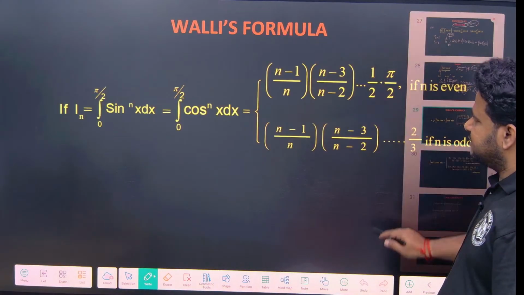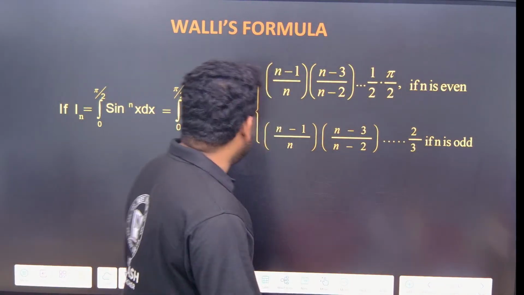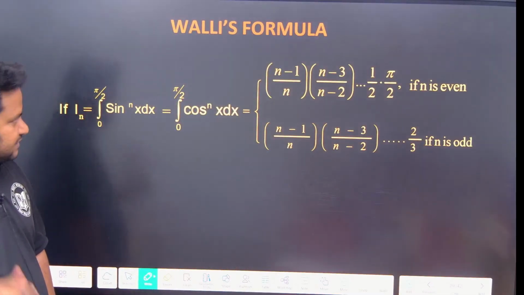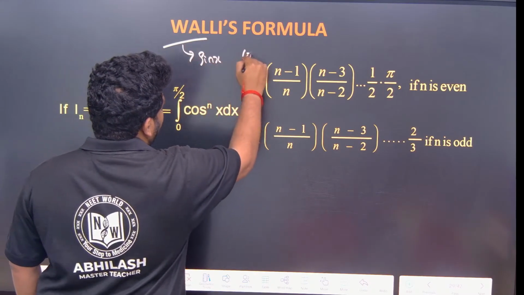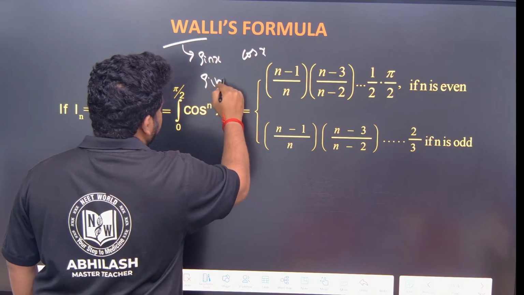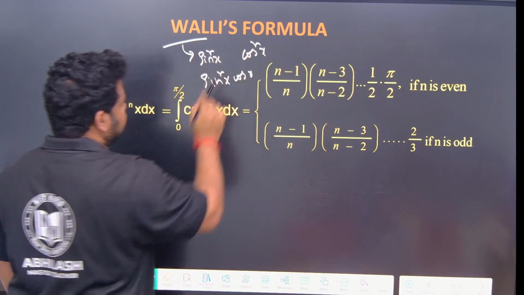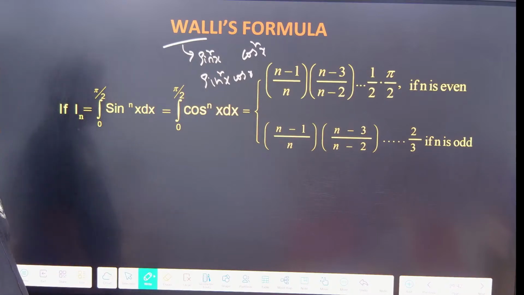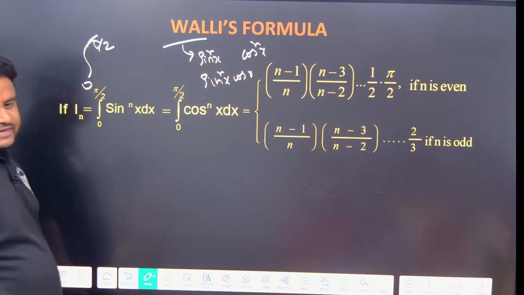So Wallis formula, there are three formulas. Wallis formula is given like this. See here, first thing, it is applicable only when there is sin x or cos x, and sin x and cos x together. Power can be anything. N can be a natural number like this. And one more thing is, it is not applicable for tan or cot or anything, and it is applicable only when the limits are 0 to pi by 2.